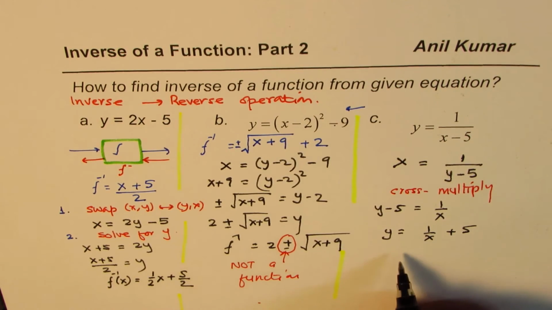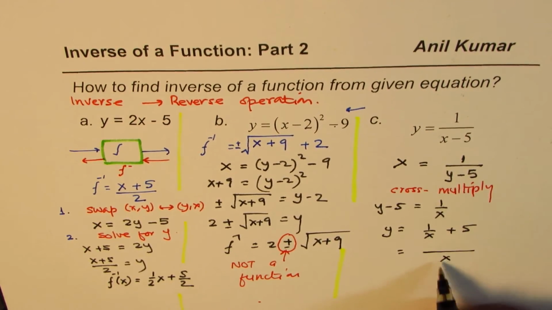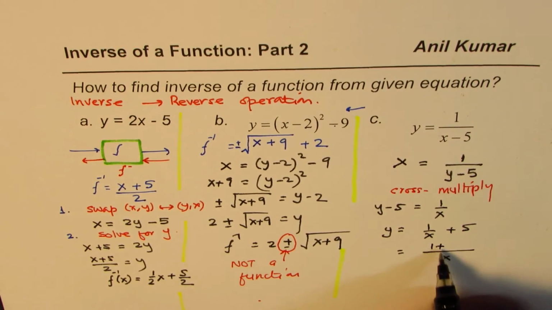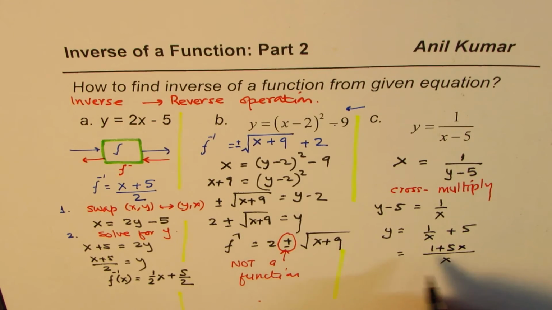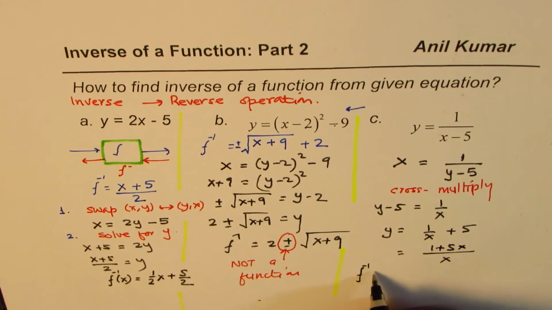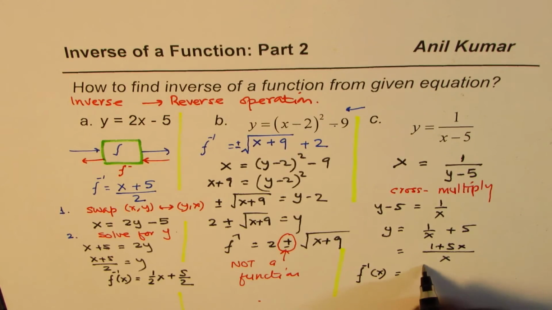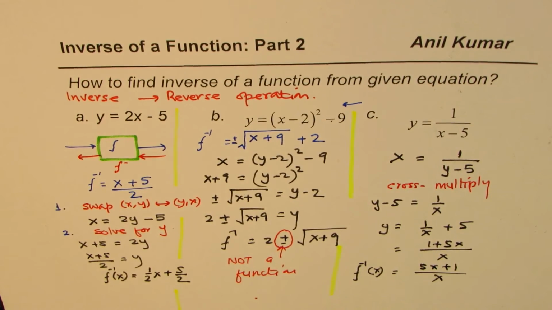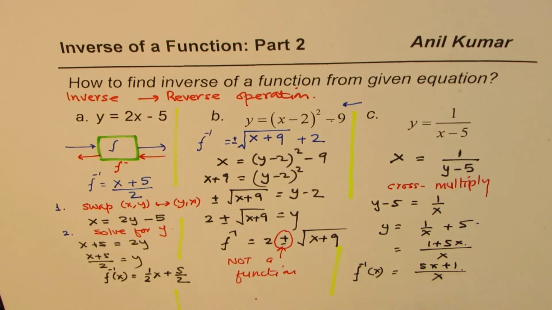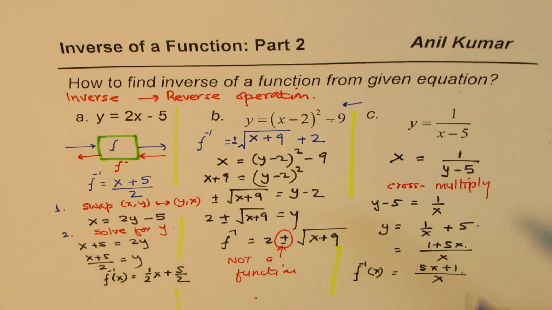Well, some of you may like to take common denominator and may write this as 1 plus 5x over x. Not bad, right? And some of you may even write this inverse, it is a function, as 5x plus 1 over x. All are correct, right? So that is how you could actually write the inverse of this function. This, that, or this, perfectly fine. But I hope with this you understand all the steps involved to find the inverse of the function.